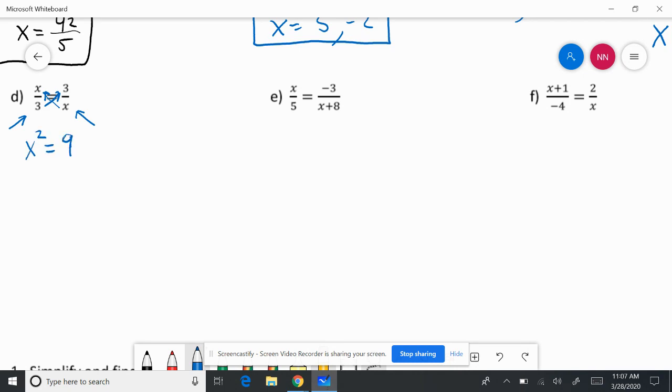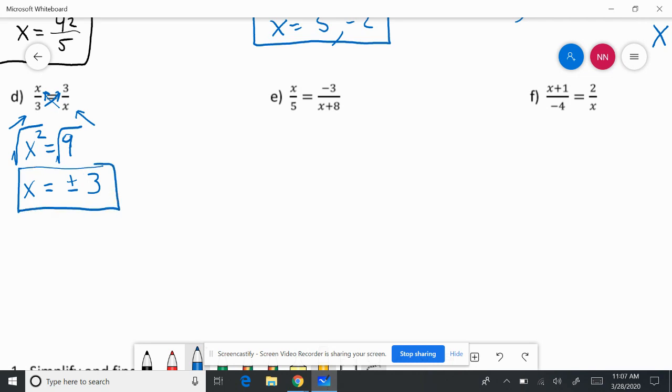This is a little bit different than the other two. We have an x squared by itself. We have a 9 by itself. So in order to get rid of the x squared, we're going to take the square root. And whenever we take a square root, we have to remember that there are two roots, a positive root and a negative root. So our answer is plus or minus 3.